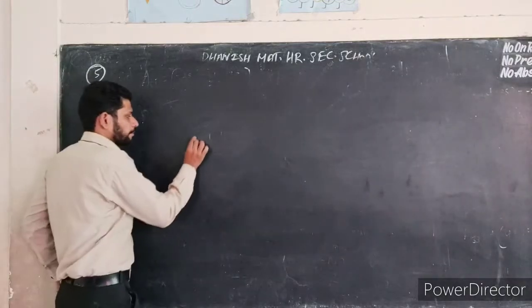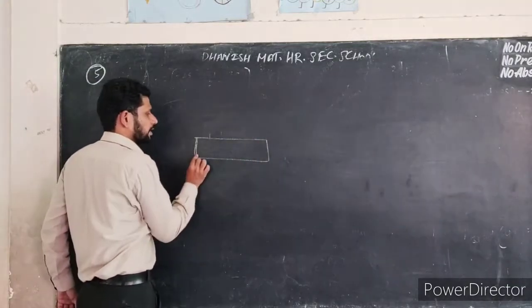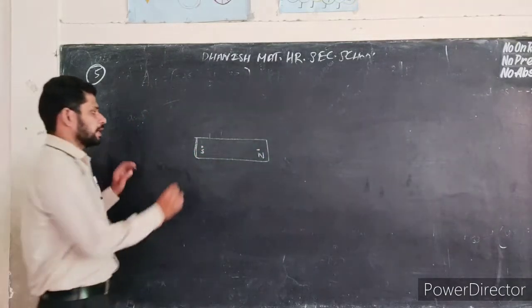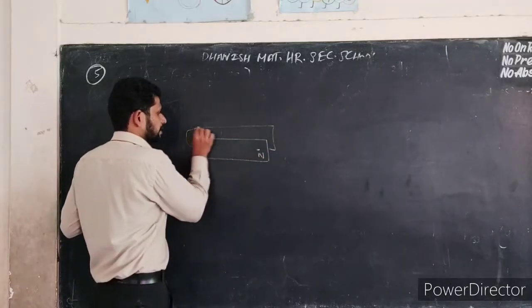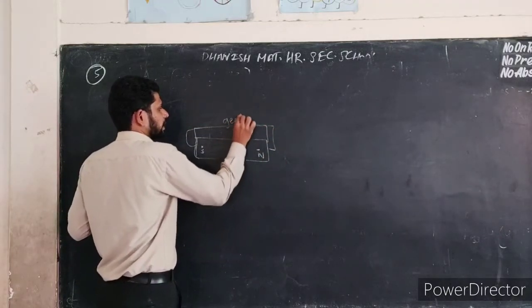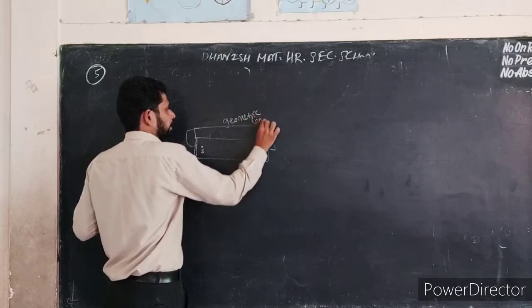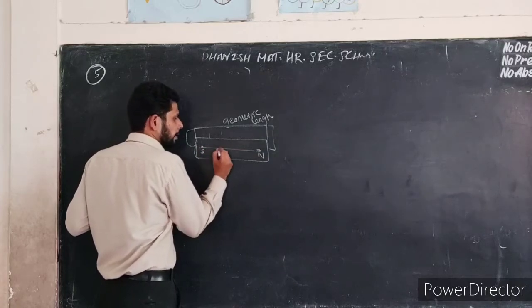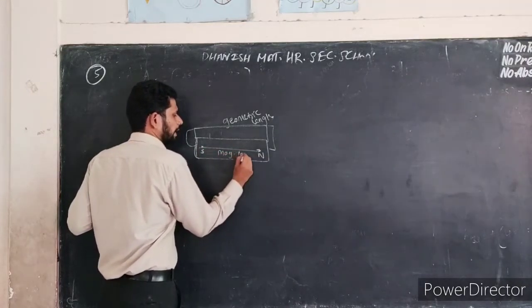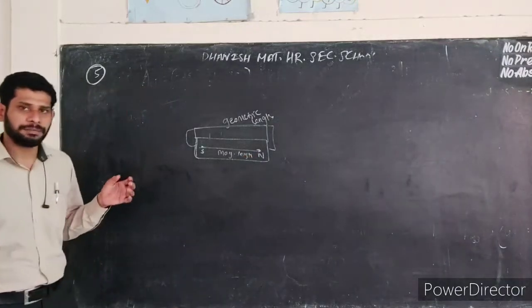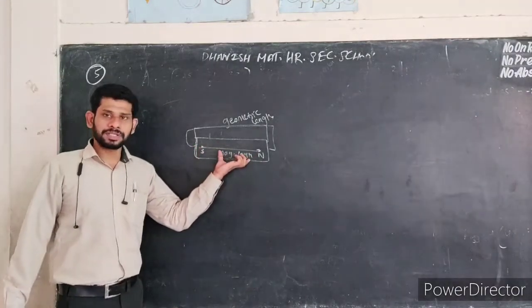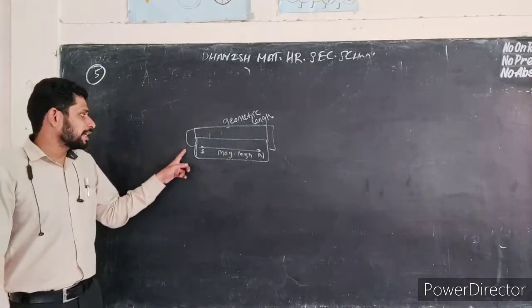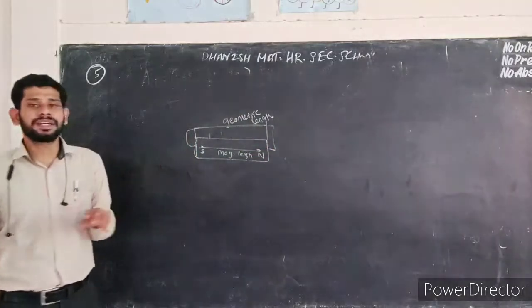Listen. This is the bar magnet, right? Here we have the poles, north and south pole. This length we can call the geometric length. This length we can take as the magnetic length. What is the length of the magnet? It's nothing but the distance between the poles. The distance between the poles we can call the magnetic length. The distance between the edges we can call the geometric length.